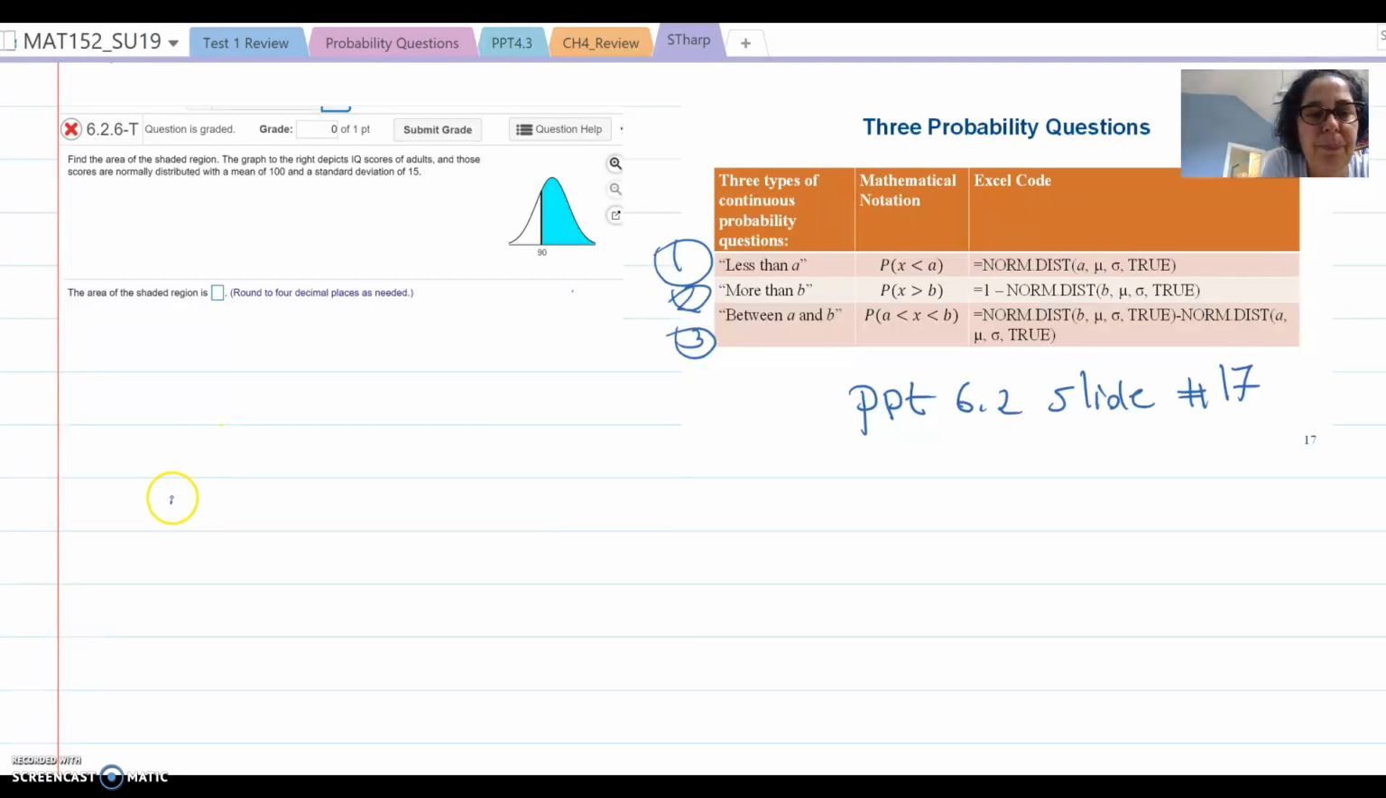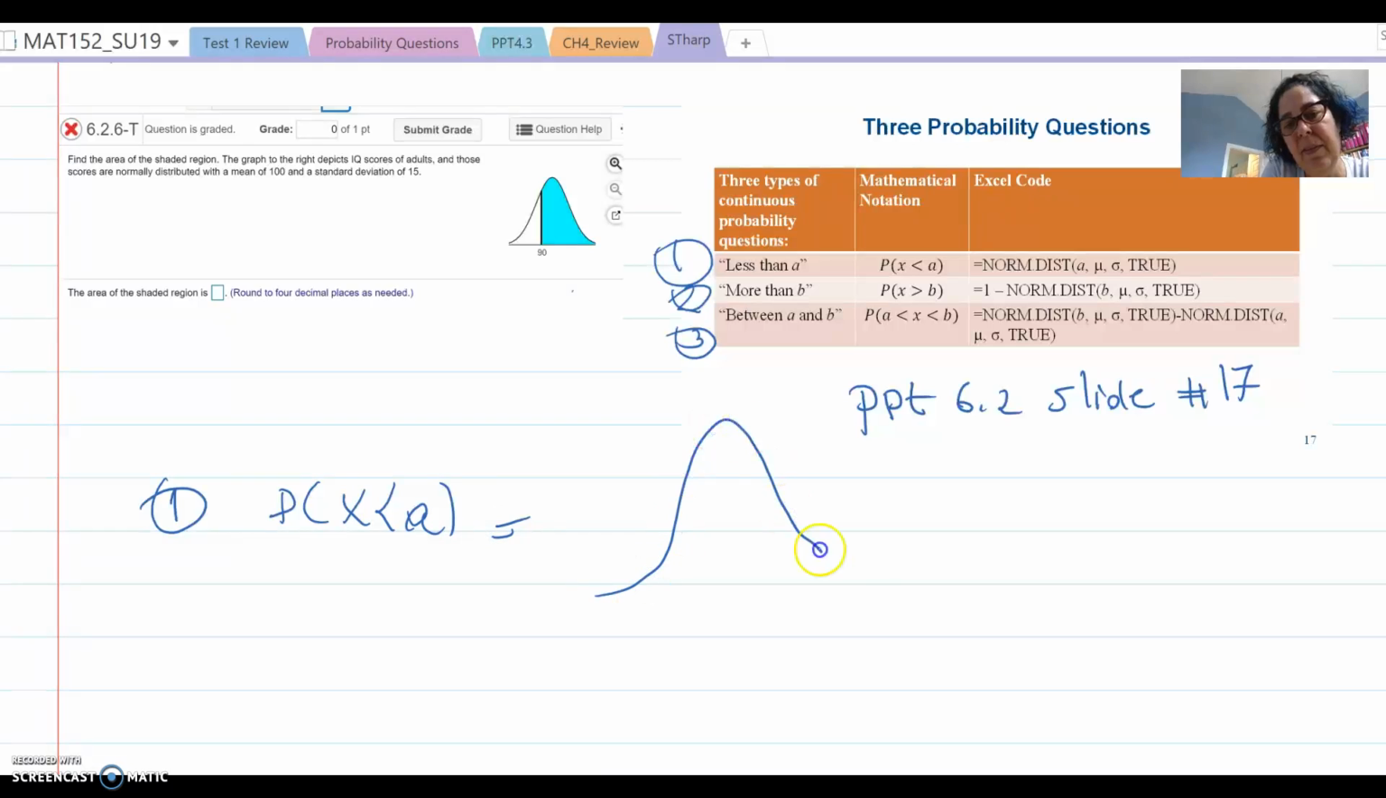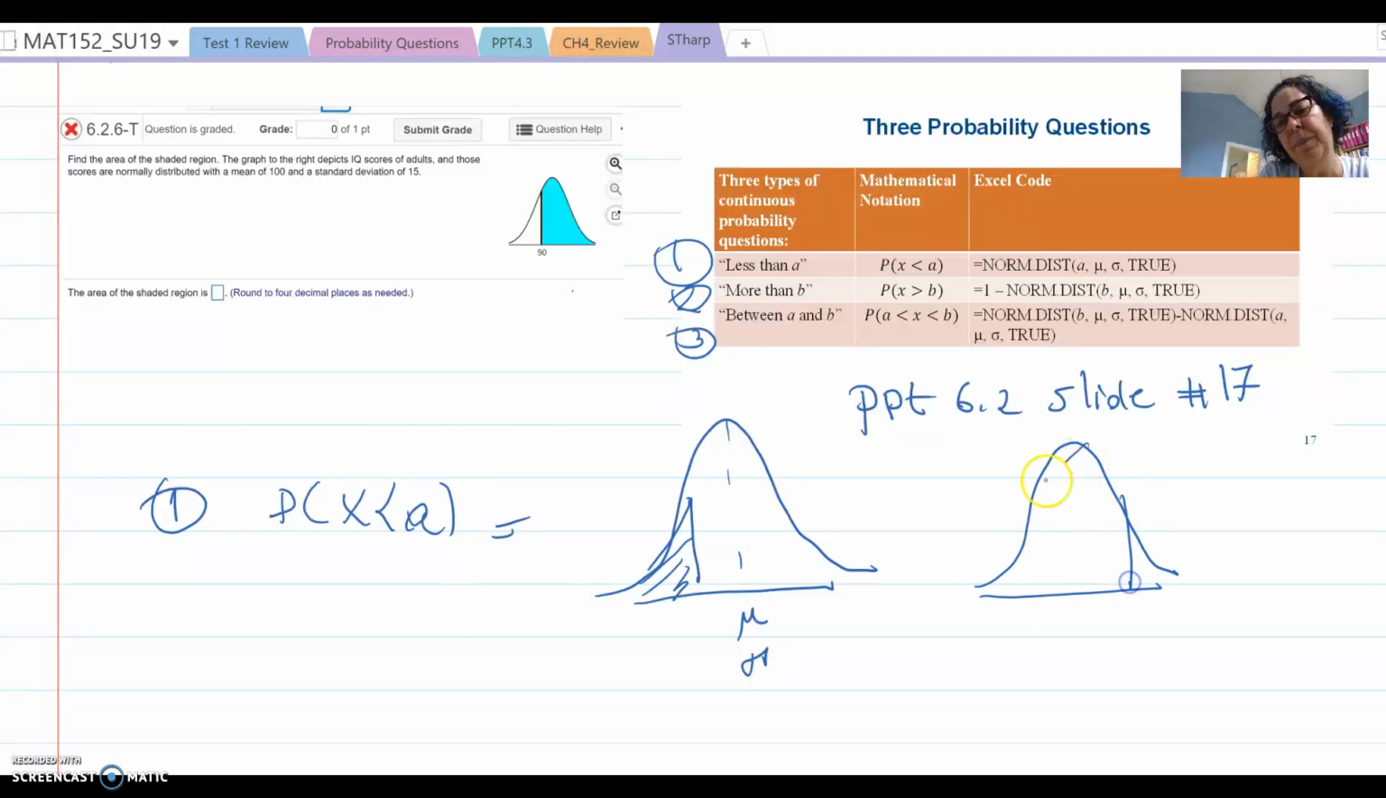So the first one, when you're talking about the probability of X less than an A value, this is the shape that you're looking at. So you have a mean and standard deviation. Left hand side. It could be like that, or it could be like this, but it is a right hand side area, and that's the formula that you need to use.